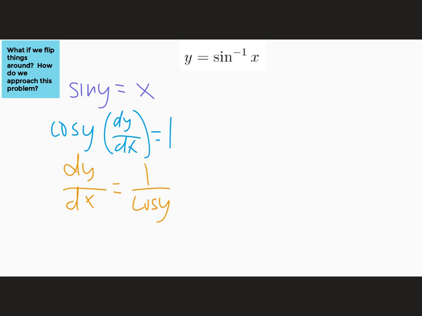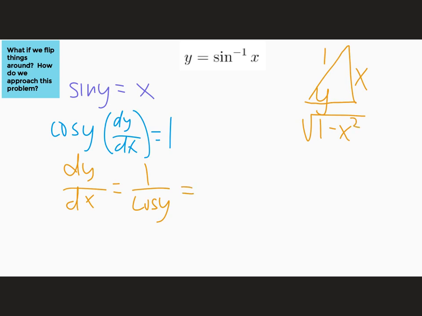Now, I would prefer to not have the y there. I would prefer to have this answer in terms of x. There's a couple of different ways to think about this. One is to draw a picture. That's my preferred way. So y is the angle. The sine is opposite over hypotenuse. Using the Pythagorean theorem, you should figure out that this is the square root of 1 minus x squared.